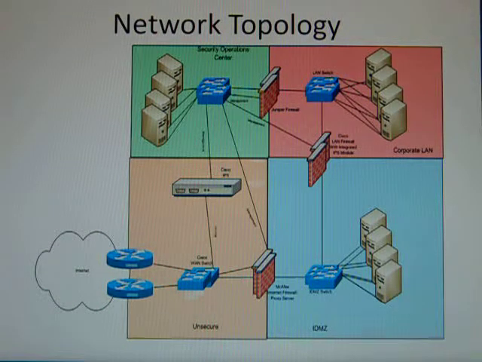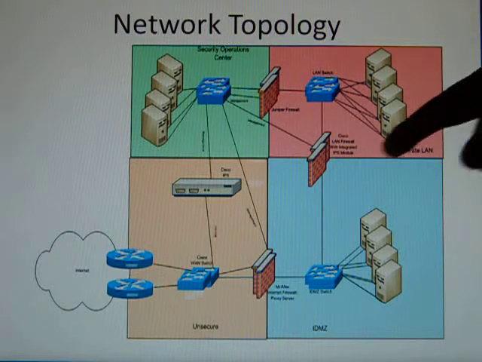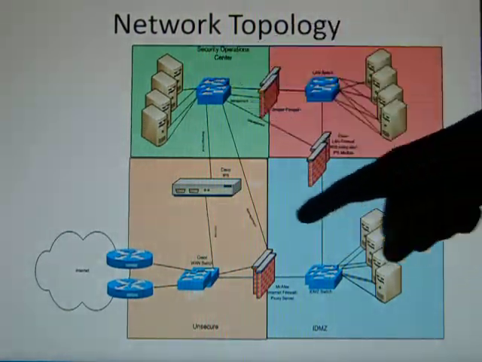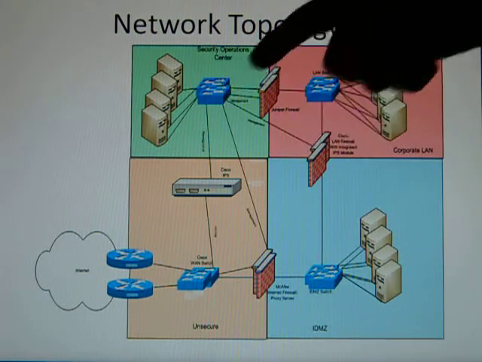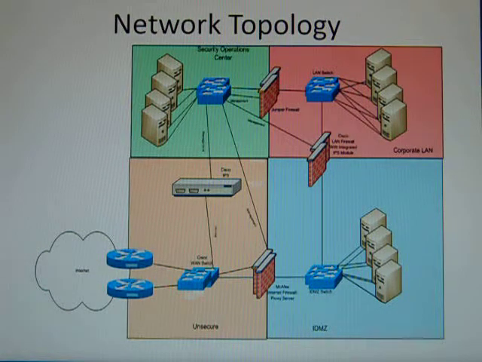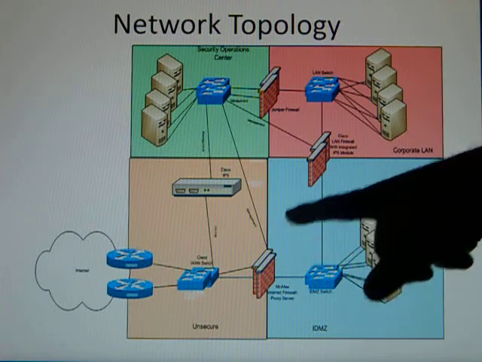Here's a picture of our network topology. As you can see, it is divided into 4 distinct areas: the unsecure zone, the IDMZ, the corporate LAN, and the Security Operations Center, or the SOC. Each zone is separated from other zones by a pair of firewalls.